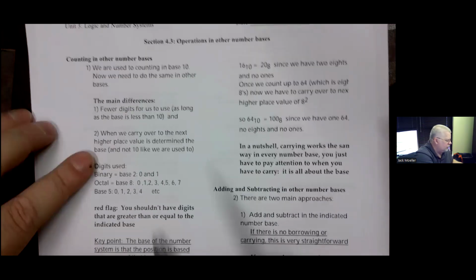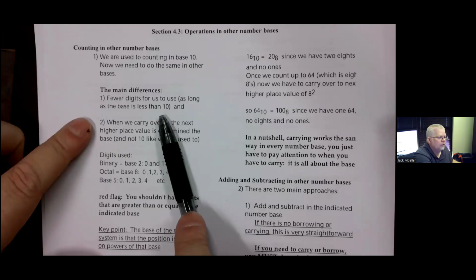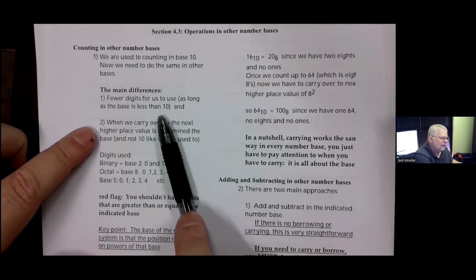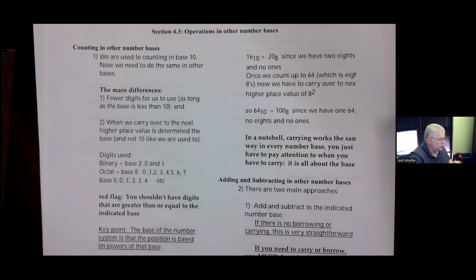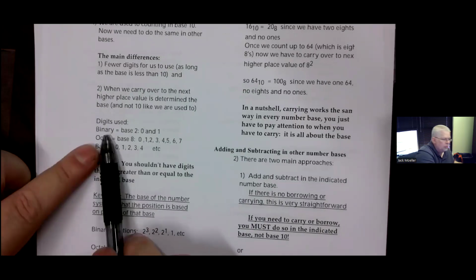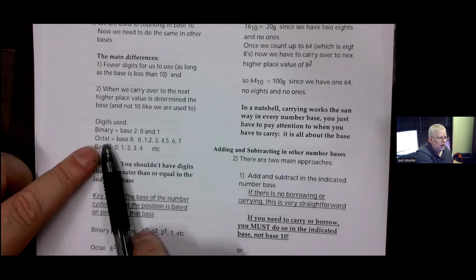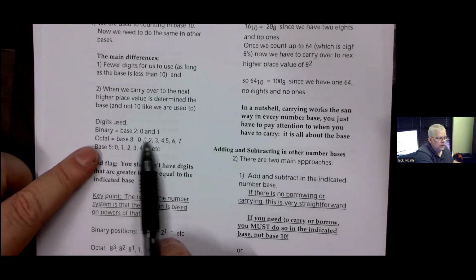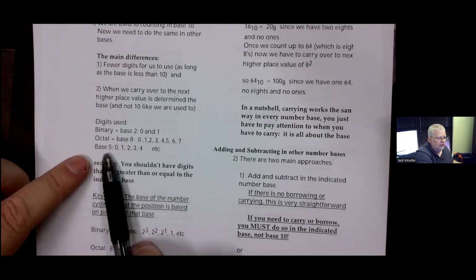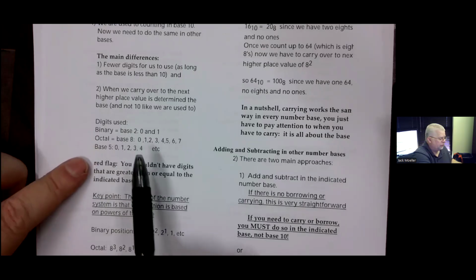Right. So just a few different things. The main difference between adding and subtracting in base 10 versus other bases is we have fewer digits to use, because all the bases we're going to be dealing with in the homework are less than base 10. We're not dealing with hexadecimal, which is base 16, or Babylonian, which is base 60. What I mean is, if we're doing binary, which is base 2, we're only using the digits 0 and 1. Octal, which is base 8, we're using 0 through 7. And base 5, we're using 0 through 4, and so on.